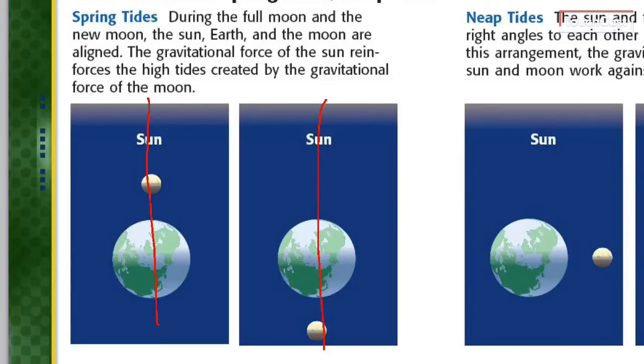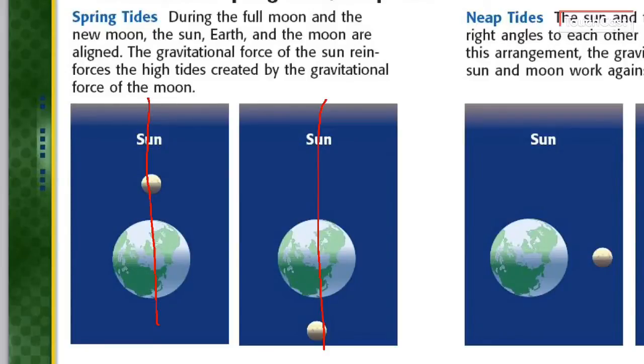They line up. It doesn't matter if the moon is in between the sun and the Earth, or the Earth is between the sun and the moon. As long as they're lined up and we're having a new moon or a full moon, and we'll get into moon phases later, so we won't deal with that just now. But as long as they're lined up, they're going to be pulling together. And you can see in that diagram it says spring tides. During the full moon and the new moon, the sun, the Earth, and the moon are aligned. The gravitational force, and this all has to do with gravity.